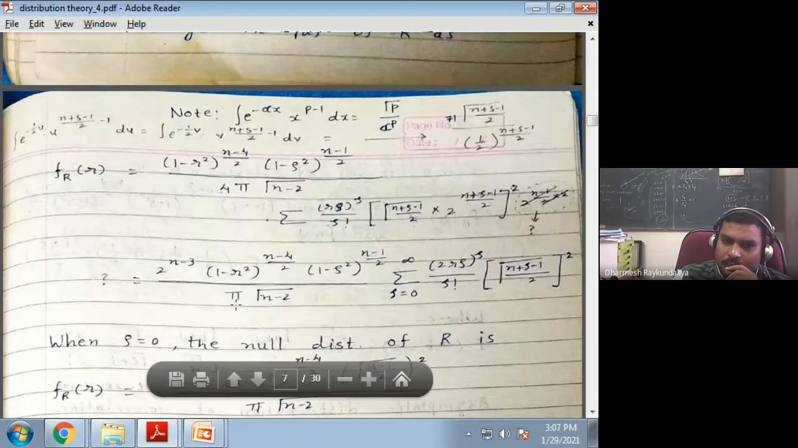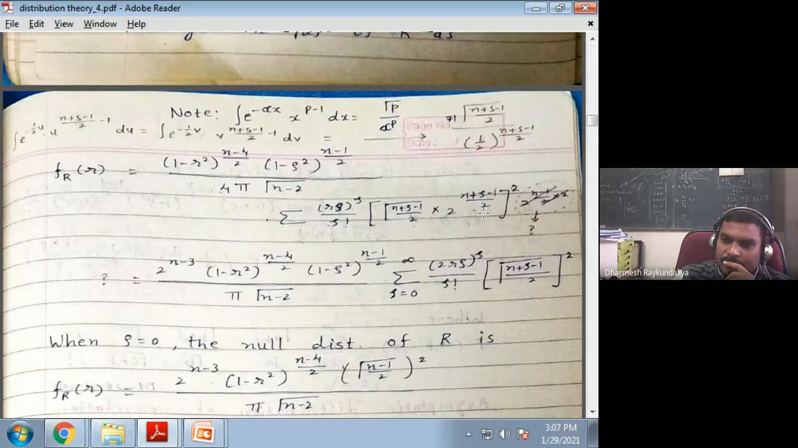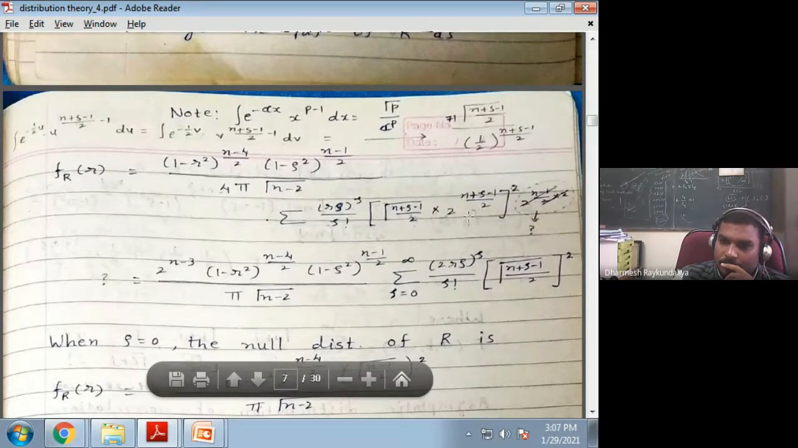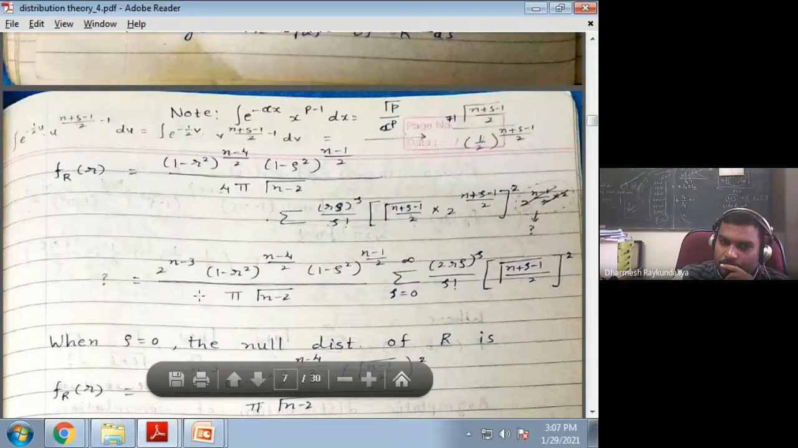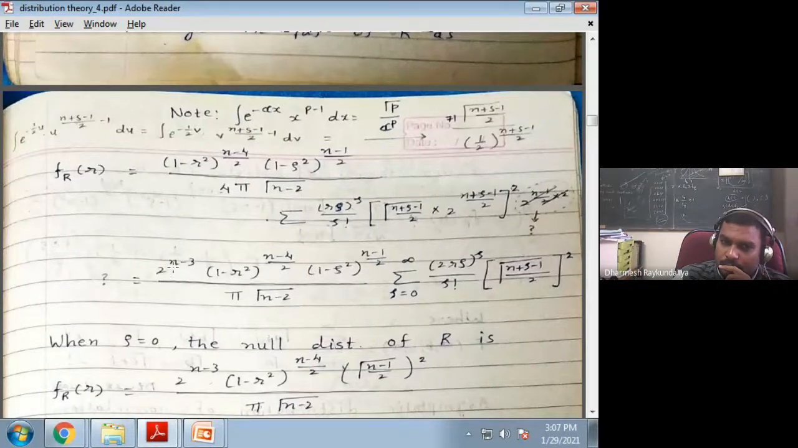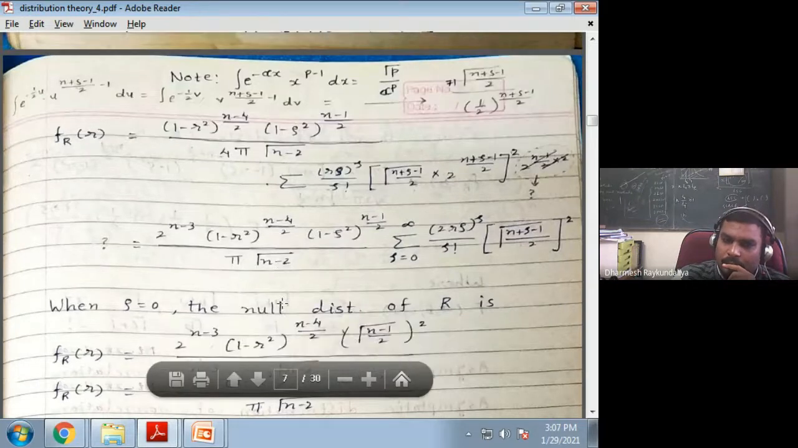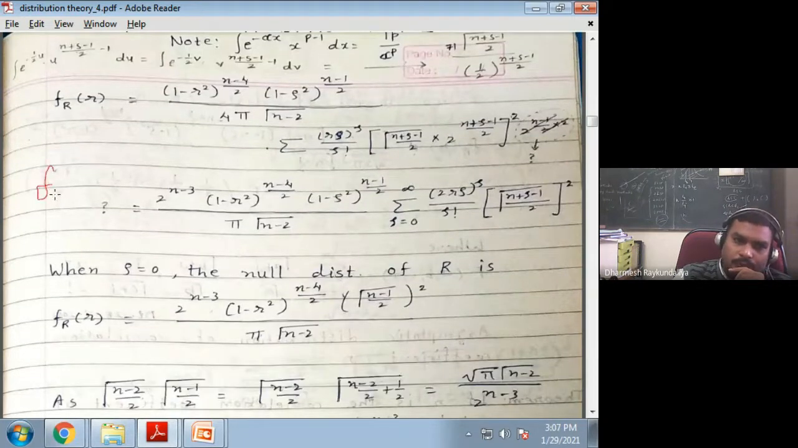This is pi here. If we take it outside, what will happen? The term with s is 2 raised to s by 2 whole square, it is 2 raised to s, so take 2 raised to s here. What remains: 2 raised to n minus 1 by 2 power 2, so n minus 1 remains, so bring n minus 1 here. Below there was 2 raised to 2, going up it becomes minus 2, so 2 raised to n minus 1 minus 2 is n minus 3. So this is the quantity, and this is nothing but the distribution of r when rho is not equal to 0.